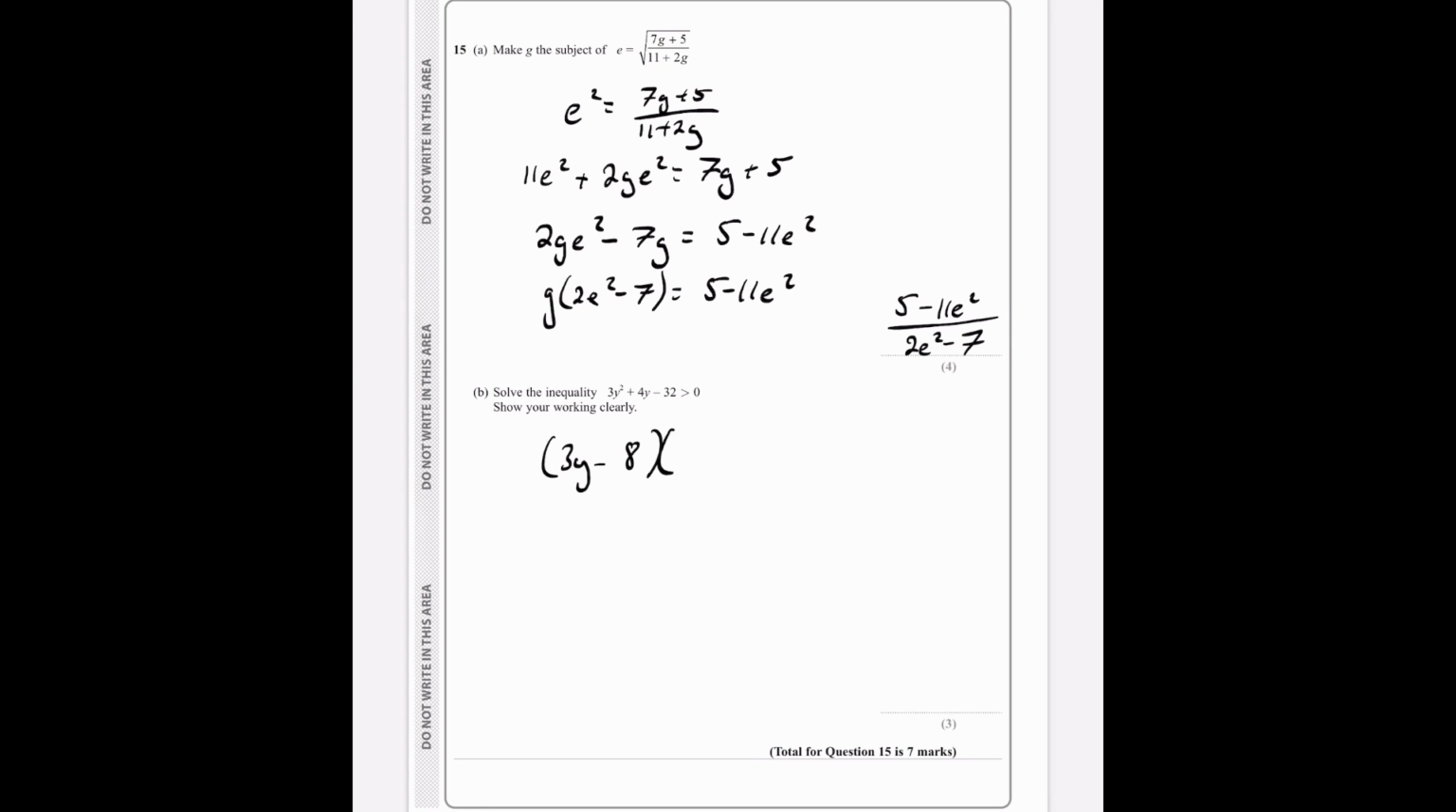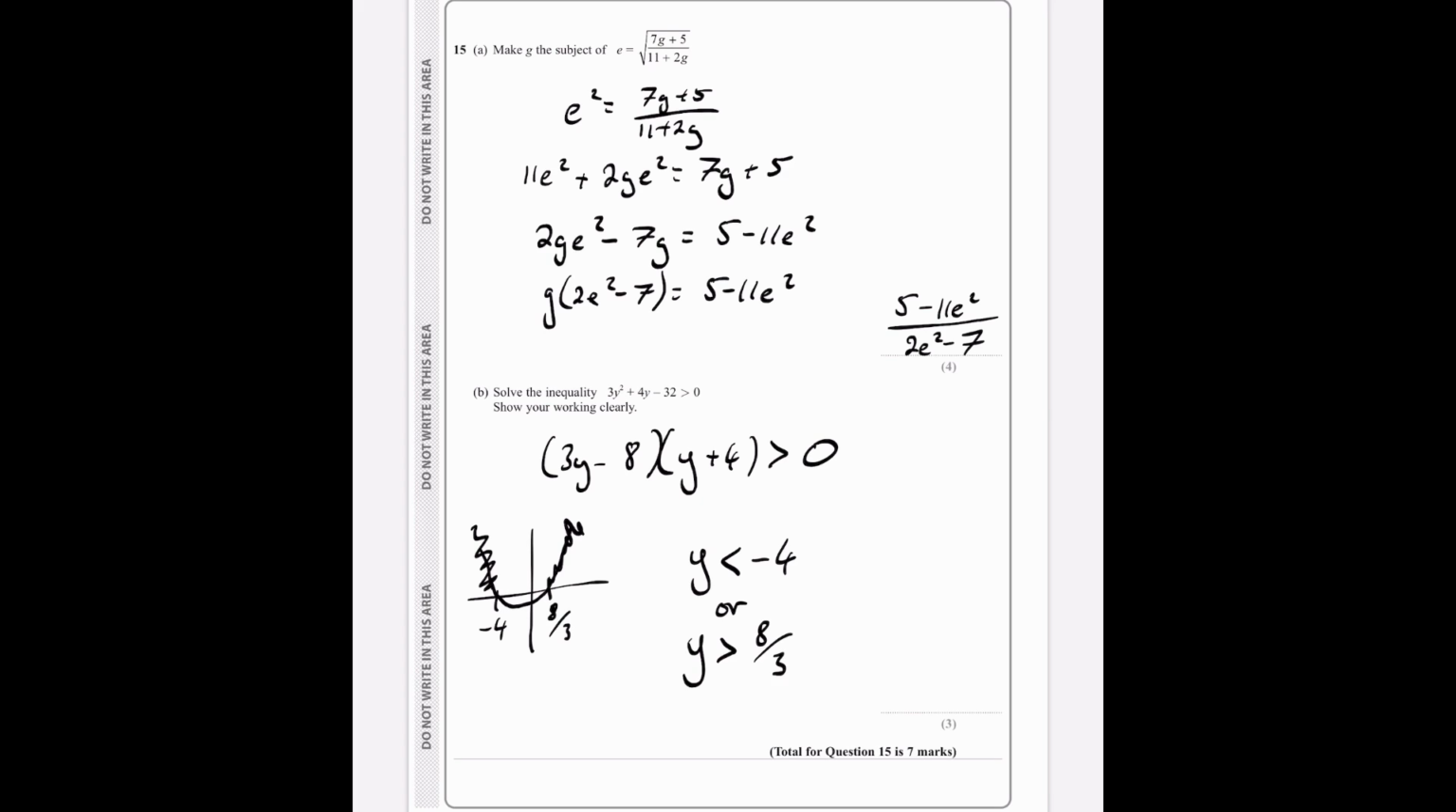For b, solving the quadratic inequality, I factorize first of all, and that gives me my two critical values. Those are 8/3 and -4. Now we want the part of the graph that is above the x-axis, so that's to the right of 8/3 and to the left of -4. So my solutions are going to be y is less than -4 or y is greater than 8/3. We need to write that as two separate inequalities. We can't join them together because it wouldn't make logical sense.